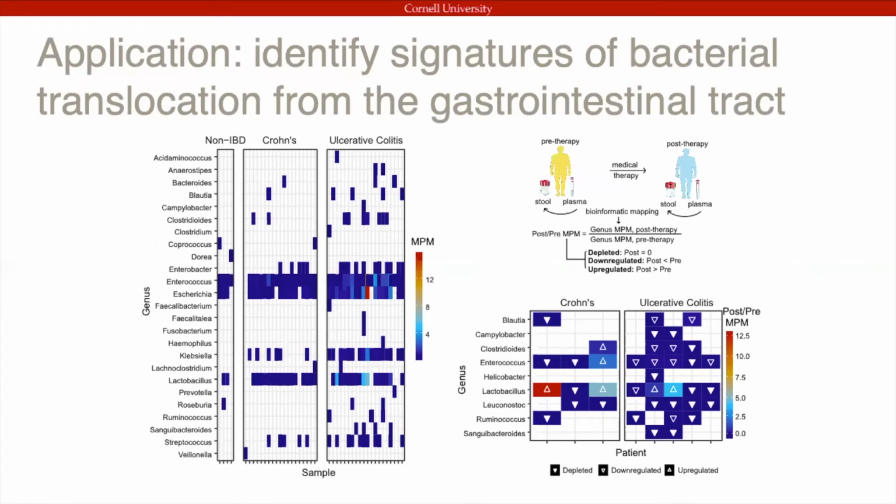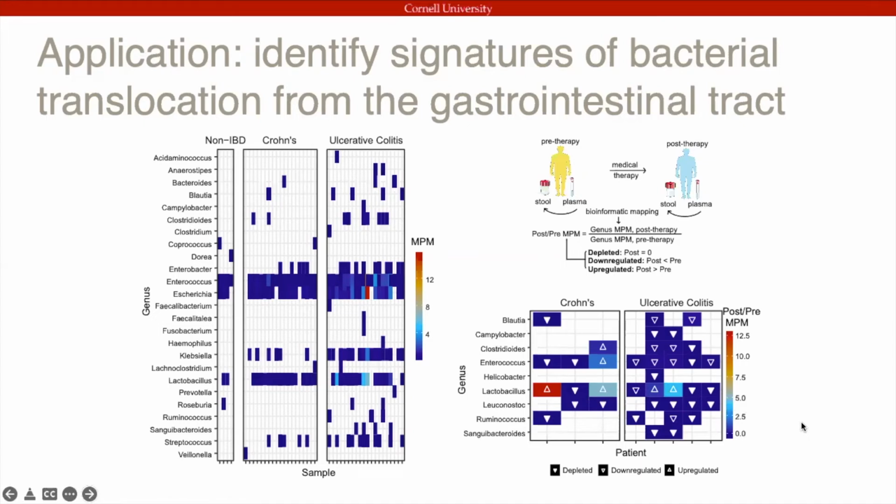For 9 of these samples, we had matched samples pre and post medical therapy. So again, we did the same exercise, except this time we wanted to see if we could identify changes in the signature of bacterial translocation due to therapy. What we find is that after therapy, for the majority of the species, we're no longer seeing these signatures. These are indicated by these downturned arrows that are filled in. For many of the other species, we're seeing a significant reduction in the amount of bacteria in plasma after therapy. These are shown by the outlined downturned triangles.